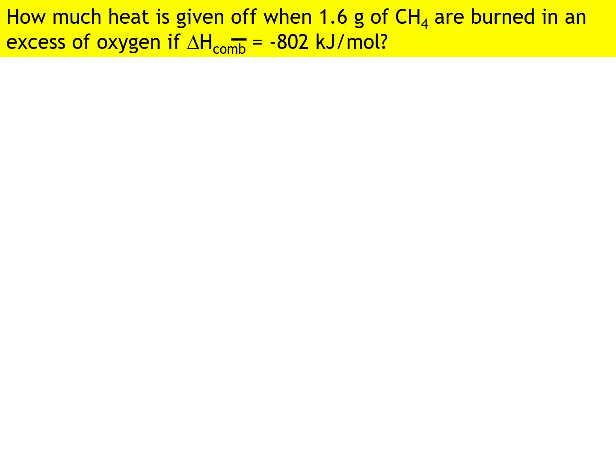So now we're going to use that particular reaction equation. It says how much heat is given off when 1.6 grams of methane are burned in an excess of oxygen. So we don't have to worry about whether there's a limiting reagent or not, because we have all the oxygen we need. If the molar heat of combustion is minus 802 kilojoules per mole.